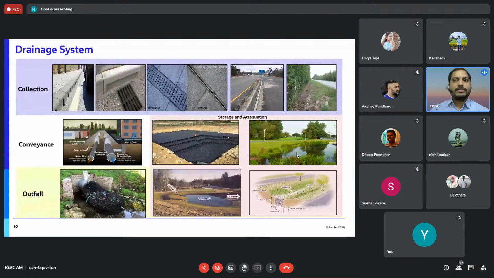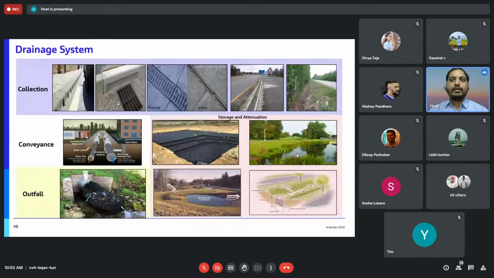Now the second part is conveyance. The water which is collected from the gullies and openings is going to be conveyed with the help of an underground system. That underground system consists of a pipe network. The pipe network is divided with different manholes for cleaning and inspection purposes, and the stormwater pipe diameter may range from 150 mm, 300 mm, and go up to as large as needed, depending upon how much flow is contributed from the collection feature. Then the next part will be storage and attenuation.